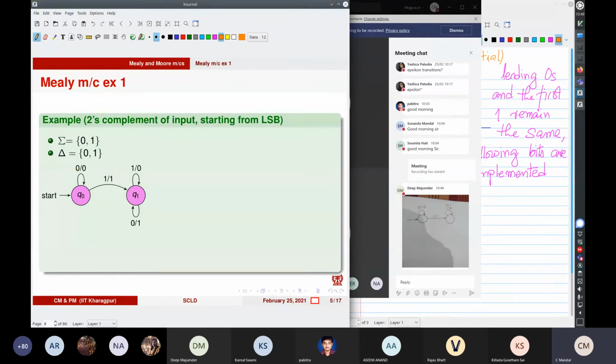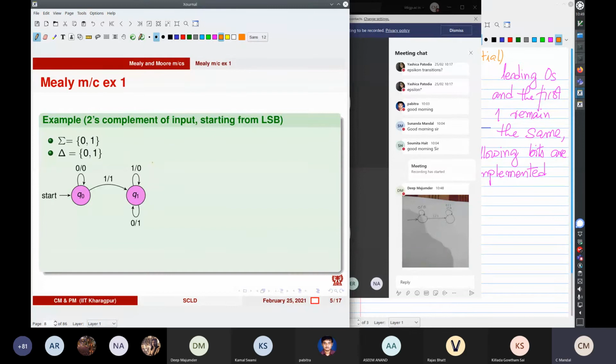Once you get a 1, you output 1, but on that you also make a transition to this state. And then it is all complementation. If you get a 1, you output 0. If it is 0, you output 1. All right. So this is straightforward. Now, the design of the machine is fine.